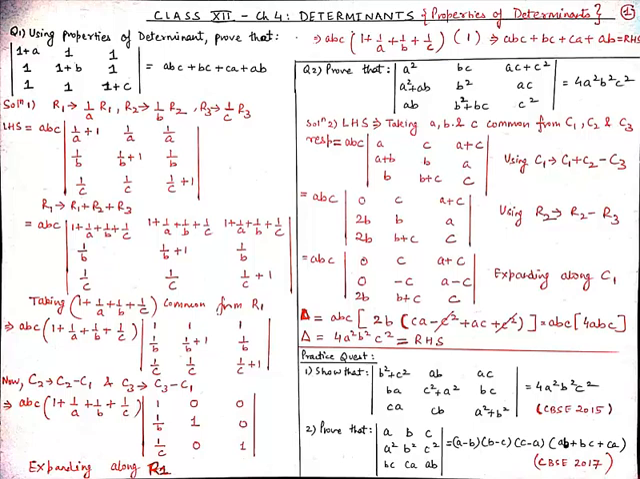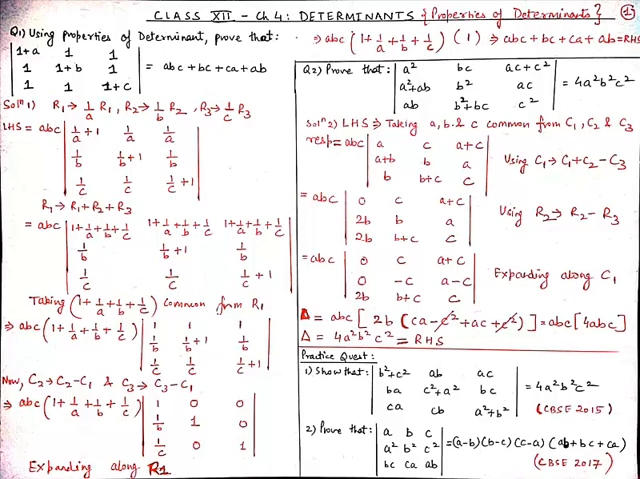So to compensate for it, we will take abc common outside the determinant, and therefore the left hand side is equal to abc times the determinant |1/a+1 1/a 1/a; 1/b 1/b+1 1/b; 1/c 1/c 1/c+1|.